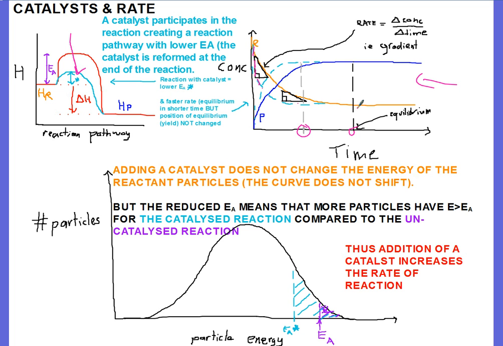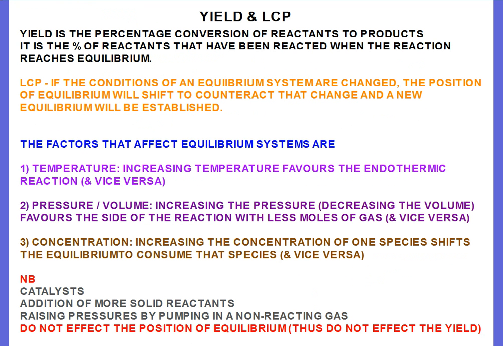So adding a catalyst does not change the energy of the reactant particles. The curve doesn't shift left or right, so the particles keep their same energies. But what we're doing is we're dropping the EA to a lower value. And so that means that there are more particles with energy greater than this new lower EA than before, and therefore the catalyst increases the rate of reaction because more particles have energy greater than the activation energy when the catalyst is present.